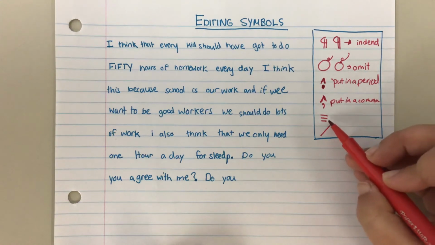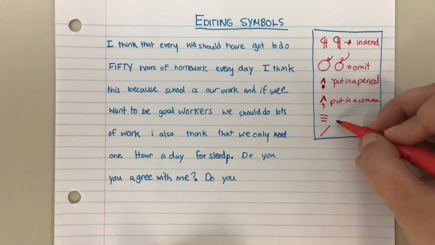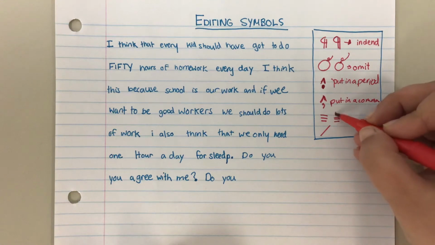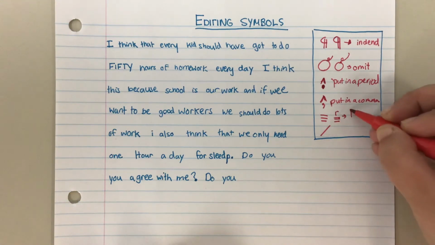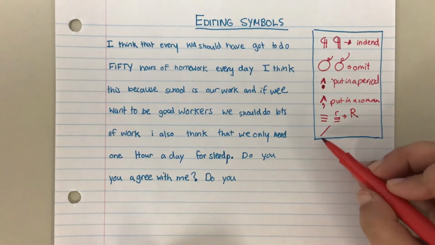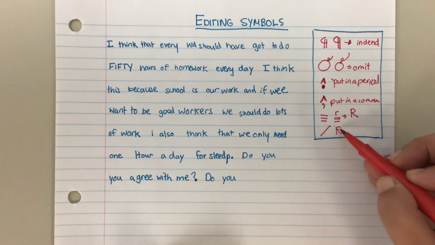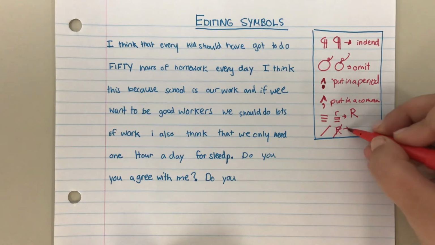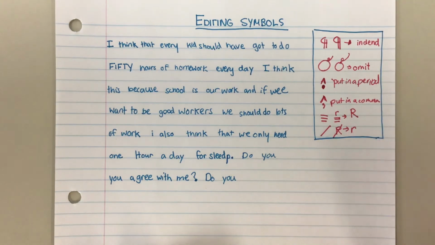Now here's one you guys will probably recognize. If you see 3 lines under a letter, that means that you need to capitalize that letter. It needs to be a capital letter. And finally, if you see a letter that is crossed out, it means you have to put it in its lowercase form like that. So those are our editing symbols.